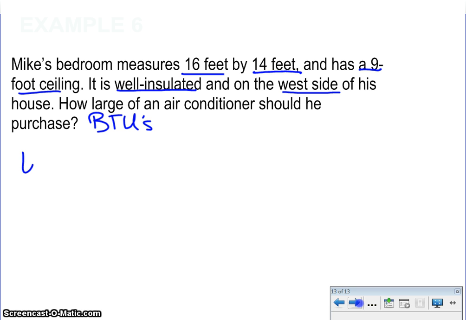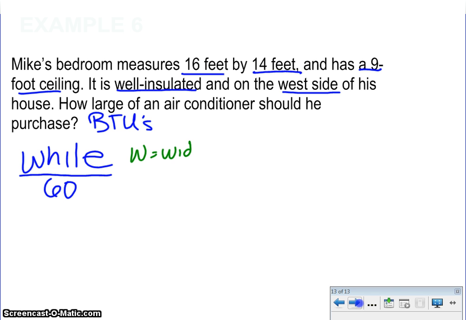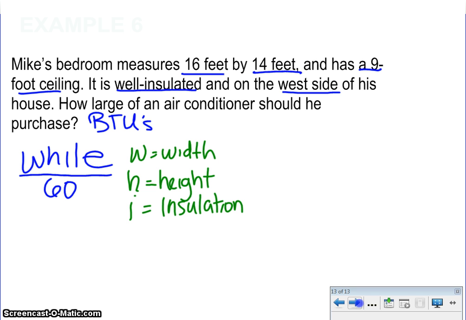And to do that, you're going to use a formula that looks a little bit like this. It's the acronym WHILE, divided by 60. So let's break down what each one of these are. W is the width. H is the height. I is the insulation. And there's two things that go with this. This insulation will either be one of two numbers.